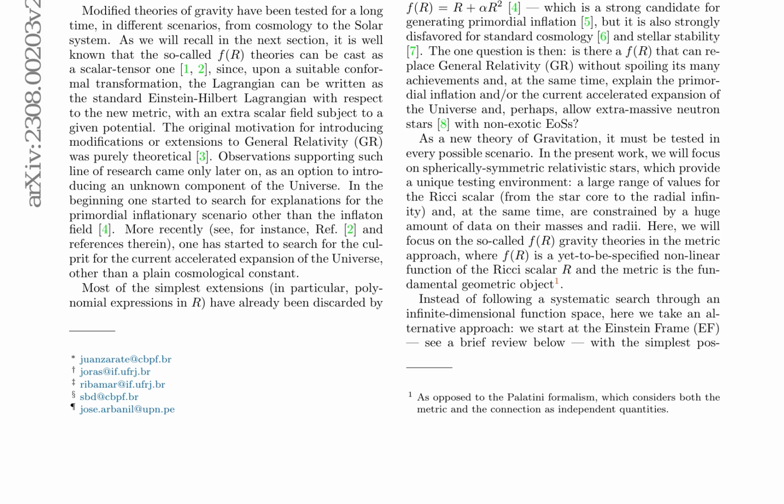The authors aim to test the viability of F(R) gravity theories in the context of spherically symmetric relativistic stars, which provide a unique testing environment due to the large range of values for the Ricci scalar. By adopting an alternative approach, starting from the Einstein frame with a simple potential, the authors investigate the mass-radius relations, proper mass, and binding energy of neutron stars in the Jordan frame.